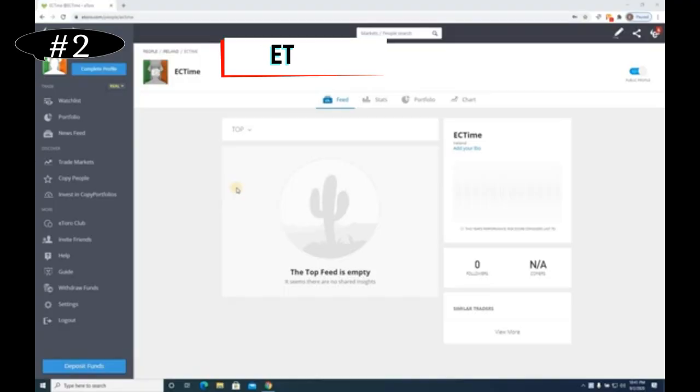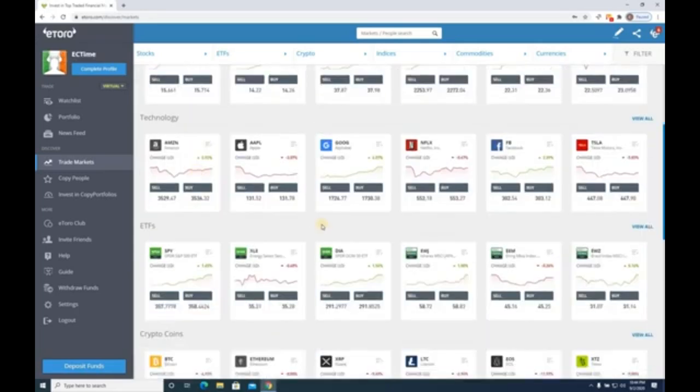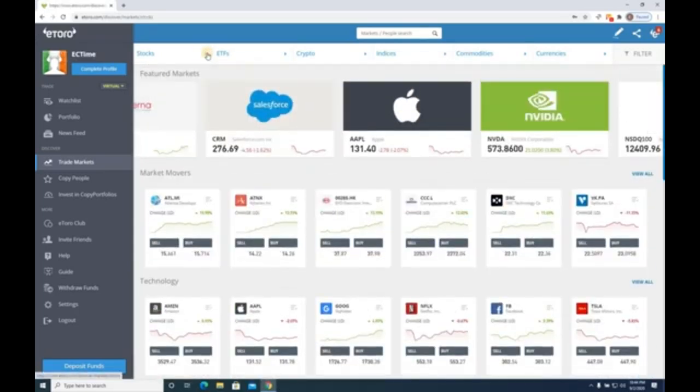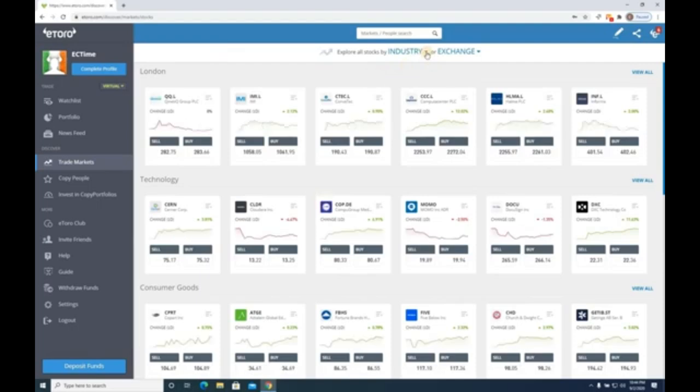At number 2, we have the eToro website. It is a social trading platform that allows you to copy other traders' strategies. You can open a free demo account with $1 million in virtual money to practice trading. While opening an account, you will get $1 million in virtual money, so you can easily practice trading as if it were real. This is a brilliant website.